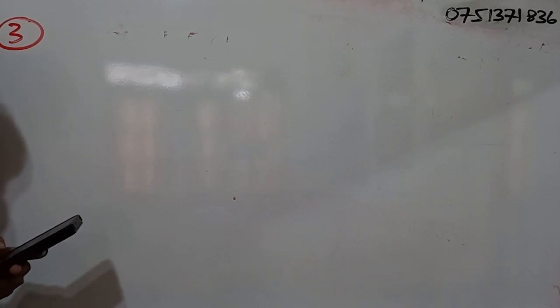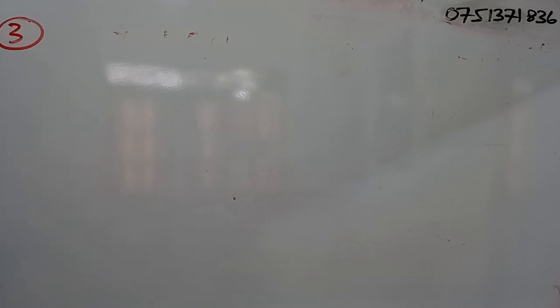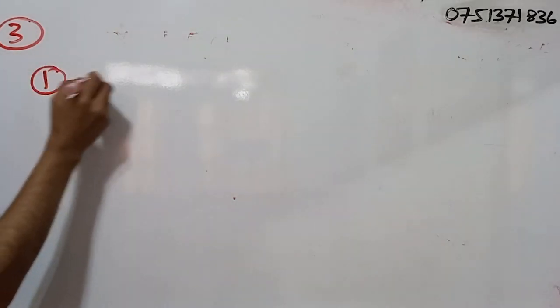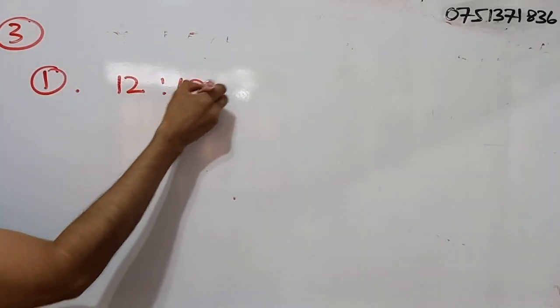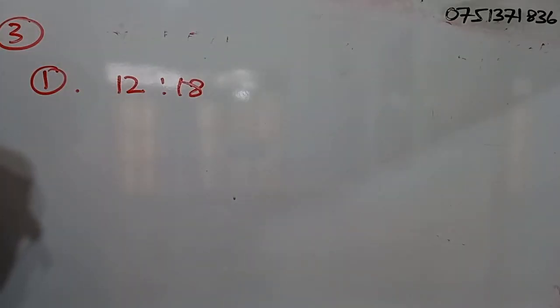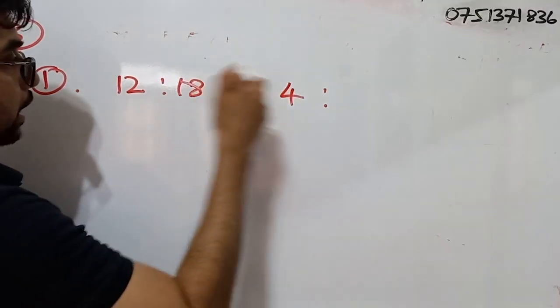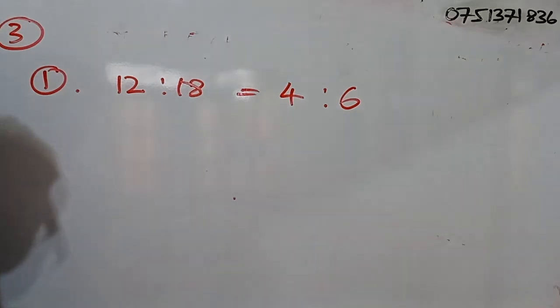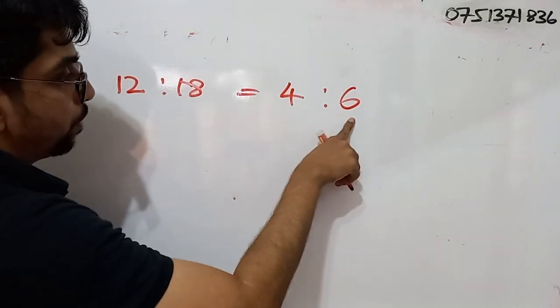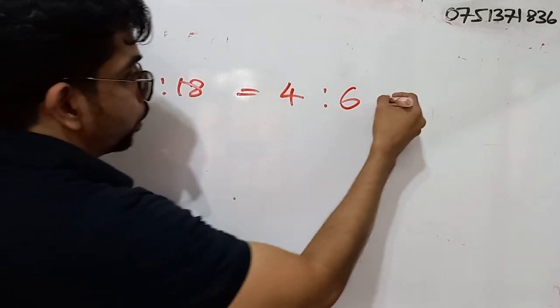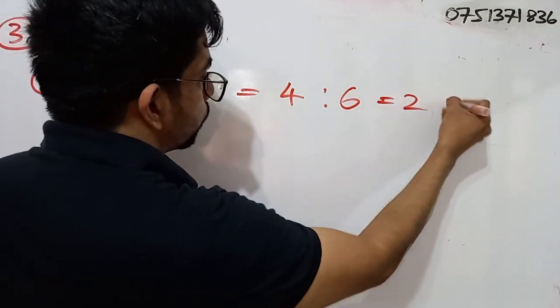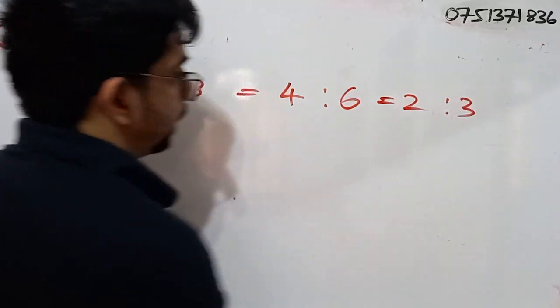Question number 3. Express each of the following ratios in its simplest form, right? So part 1, we have 12 to 18. So I can divide each of these terms by 3. So 12 divided by 3, I get a 4. 18 divided by 3, I get a 6. So further I can simplify. I can divide both of these terms by what? 2. So 4 divided by 2, I get a 2. 6 divided by 2, I get a 3.